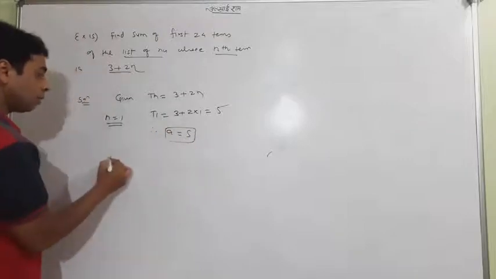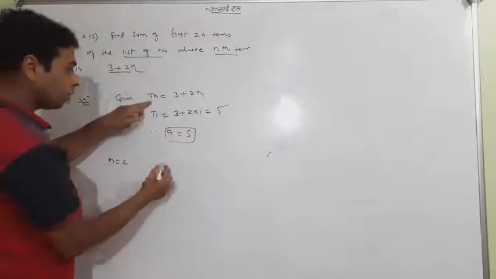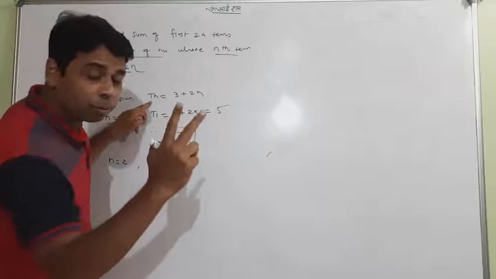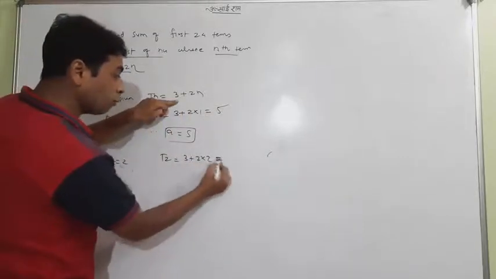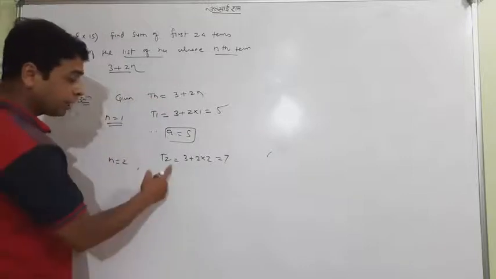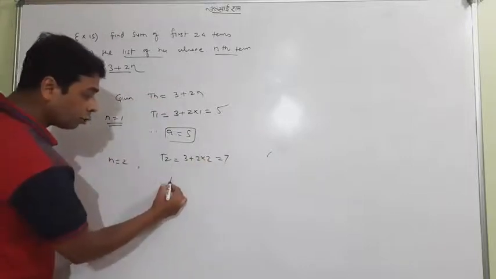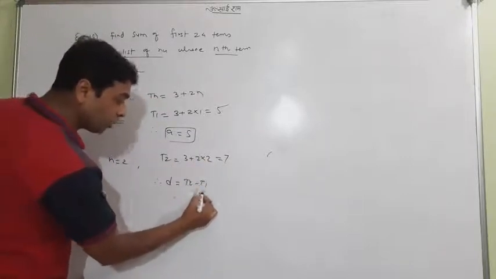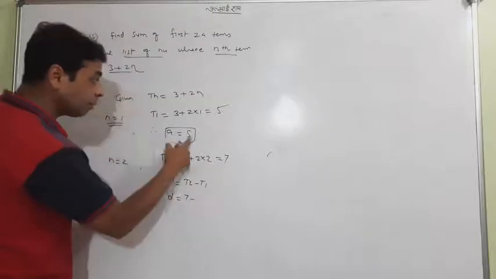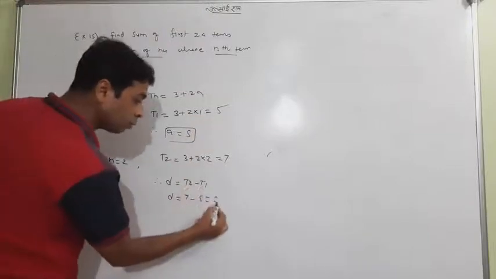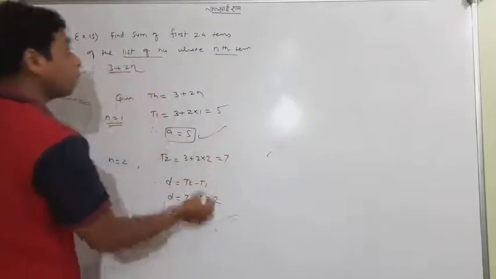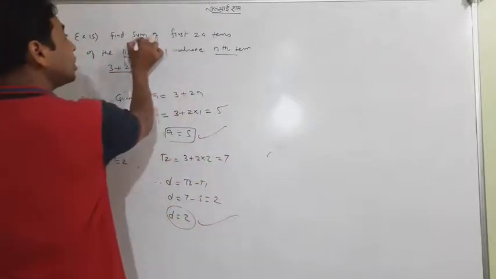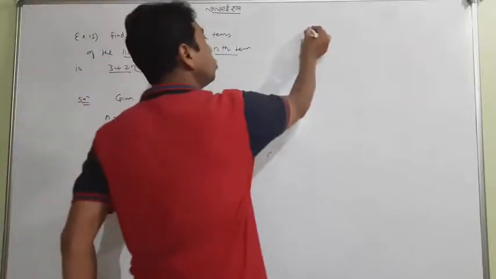When you put n equal to 2, T2, meaning the second term of the sequence, you will get 3 plus 2 into 2, 2 2s are 4, 3 plus 4 is 7. So T2 is 7. What is the difference? Difference meaning T2 minus T1, meaning 7 minus 5, meaning 2. This is your difference. So you got a, you got d. Now what do you need? Sum of 24 terms.